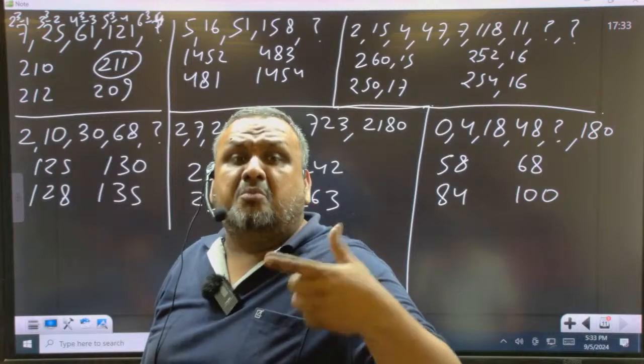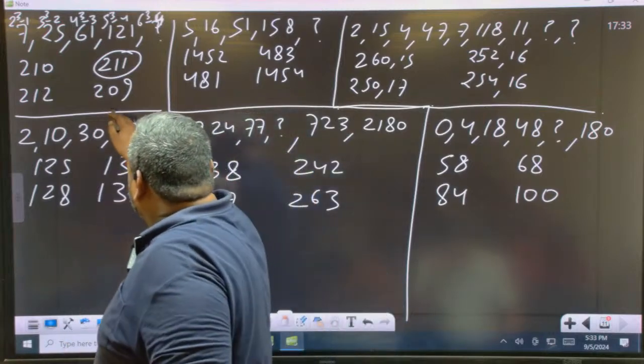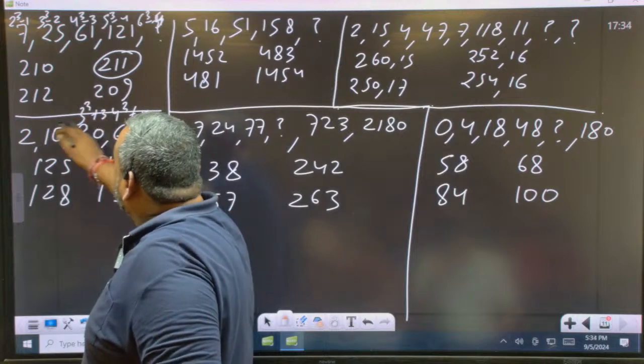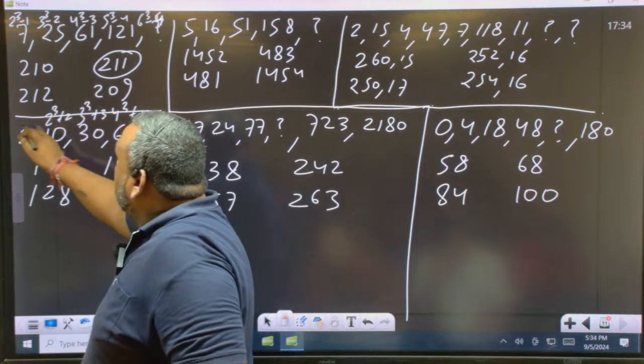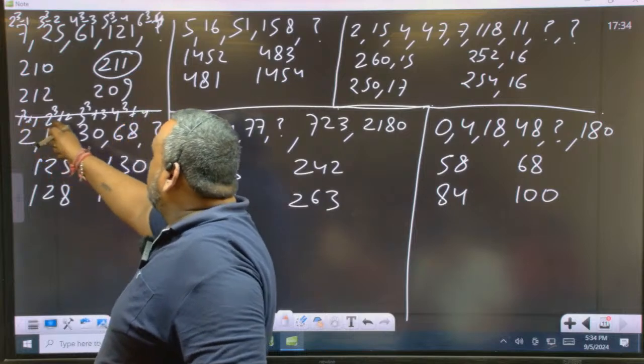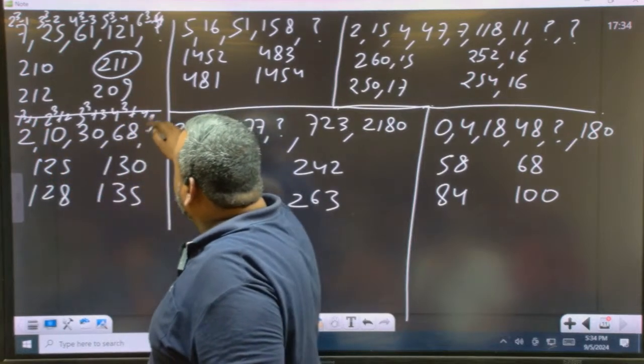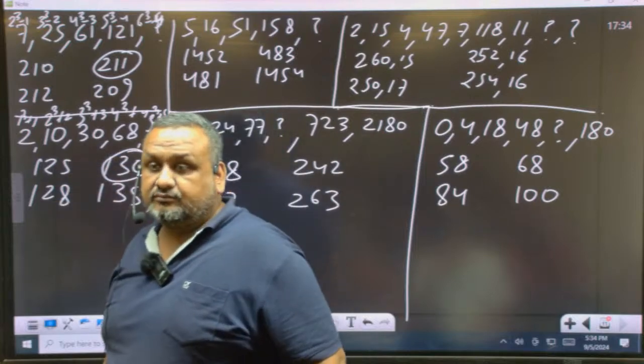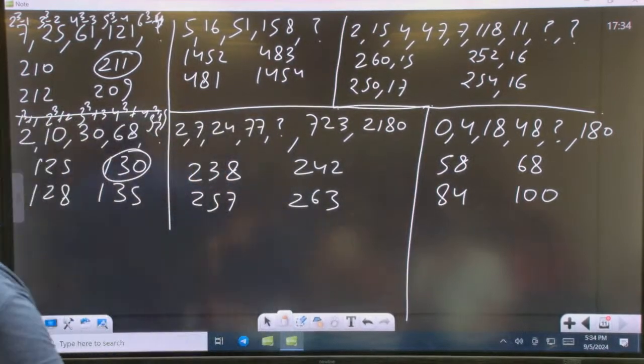Again and again, more and more questions. 4 cube plus 4, 3 cube plus 3, 2 cube plus 2, 1 cube plus 1, 1, 2, 3, 4, 5 cube plus 5, answer 130. Done. Near to square and cube.